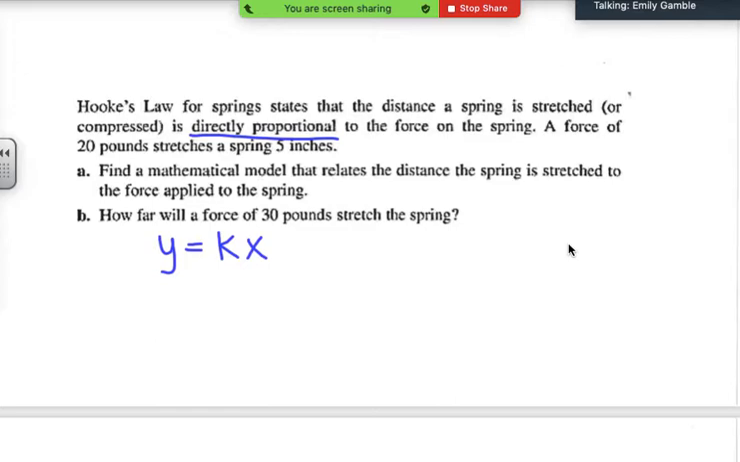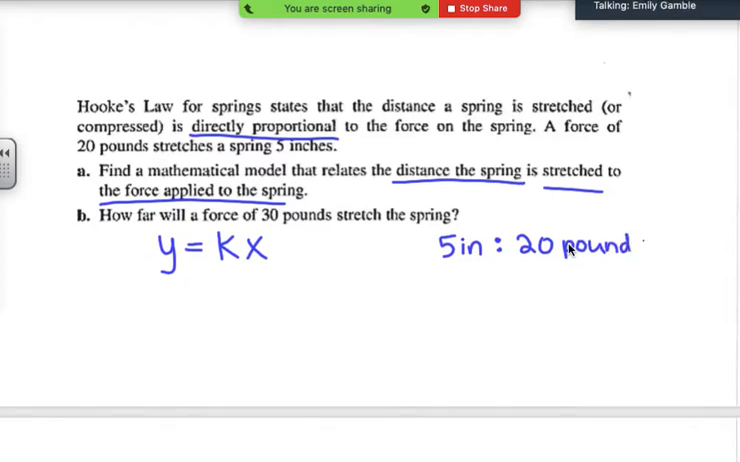So in this case, the way that they say this right here, the mathematical model that relates the distance the spring is stretched to the force applied will help us figure out which is y and which is x. So the first thing I did with this problem is I wrote a proportion, and the distance the spring is stretched would be where it says stretches a spring 5 inches. So I wrote here 5 inches first because that number represents the distance the spring is stretched. And I related that to what we wanted to relate to, which is the force applied to the spring, which was 20 pounds of force.